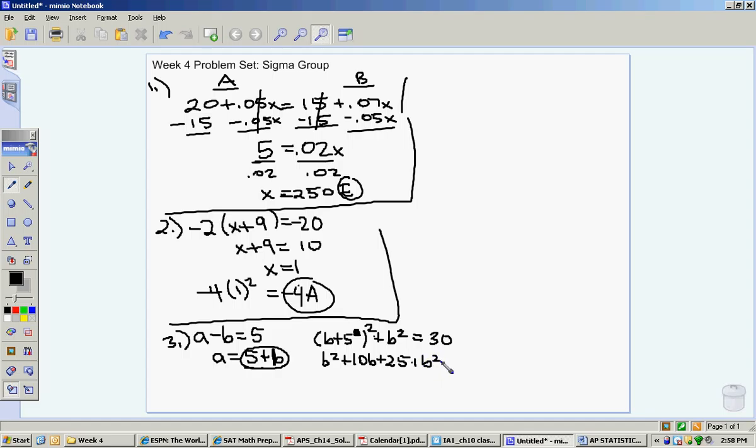So I have 2B squared plus 10B plus 25 equals 30. Subtract the 30 over, giving me -5. And just a second here.